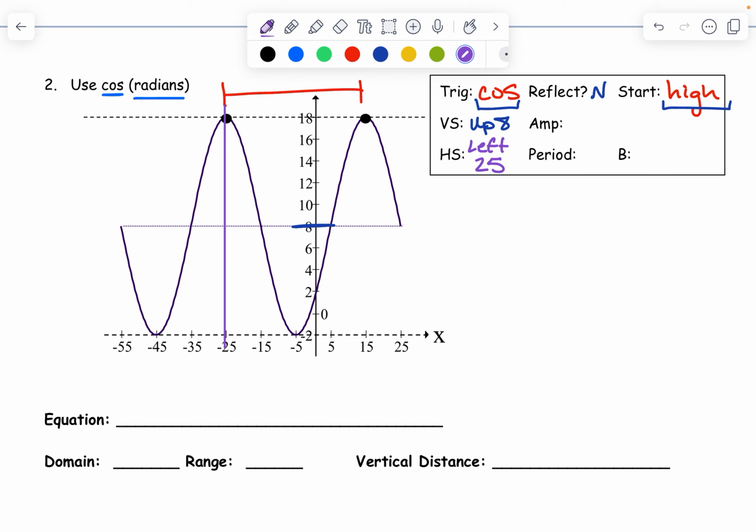The amplitude, well, the midline is 8, and the peaks of the crests are up at 18. That's a distance of 10. If we check the troughs, they're down at -2. That's also a distance of 10. So we have an amplitude of 10.